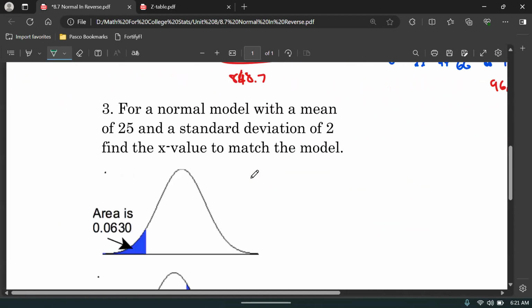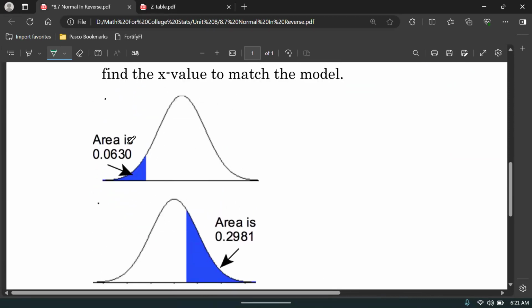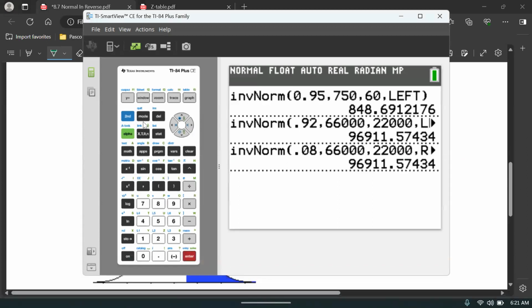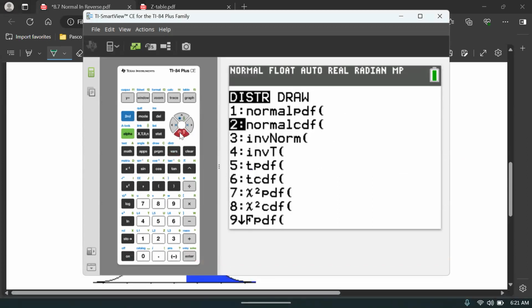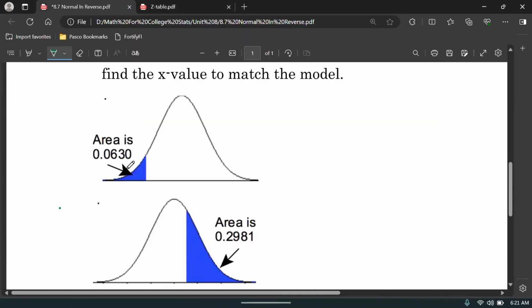All right, and then finally, one more. For a normal model with a mean of 25 and standard deviation of 2, find the X value to match the model. All right, so we got two of them here. So we have 0.0630. Let's just use the calculator on this one. And that's 0.0630 to the left. So we'll go second bars, inverse norm. 0.0630 is what I think it said. Yep.